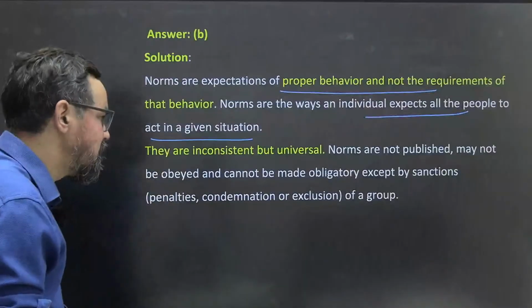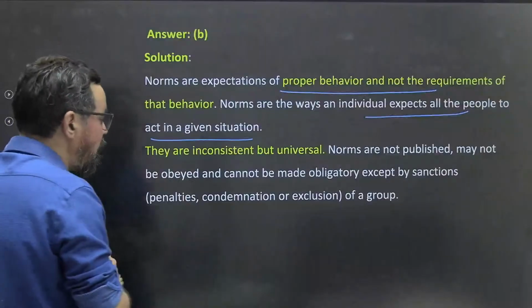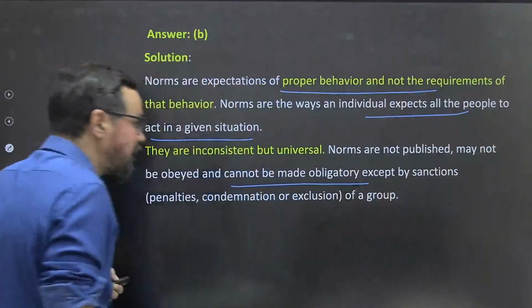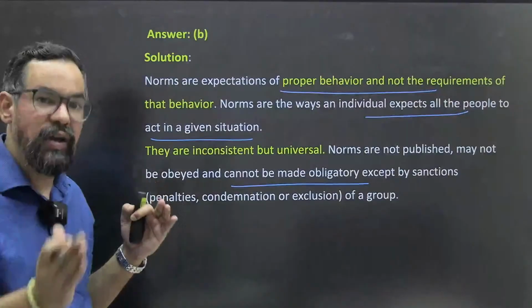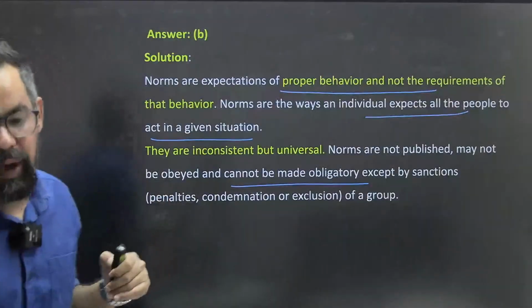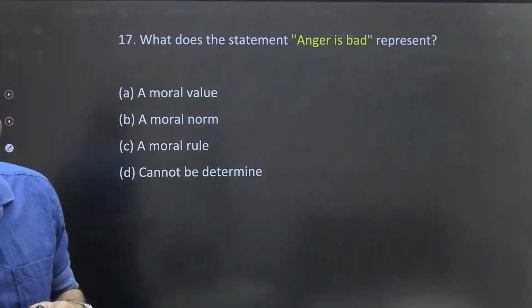They are inconsistent but universal. Norms are not published, may be obeyed, and are not obligatory except in certain situations. If it is enforced by law then they become obligatory, otherwise they are generally not enforceable, okay. Let's go, next question on your screen.